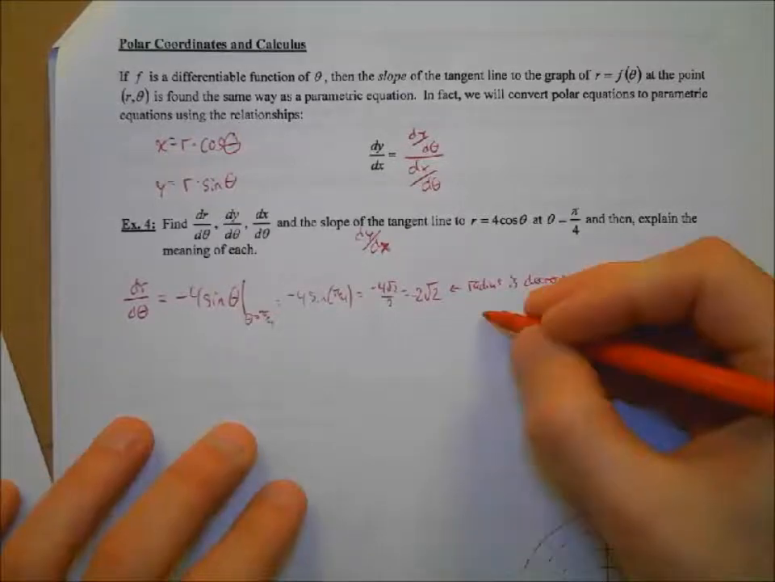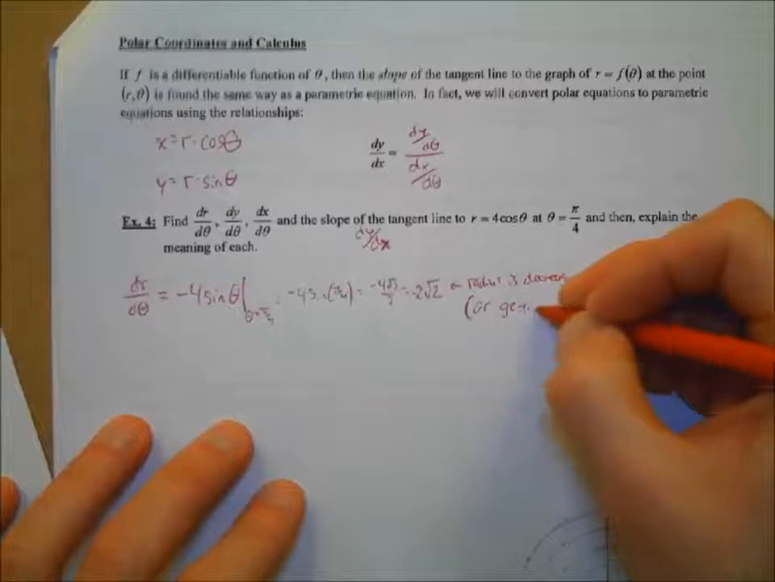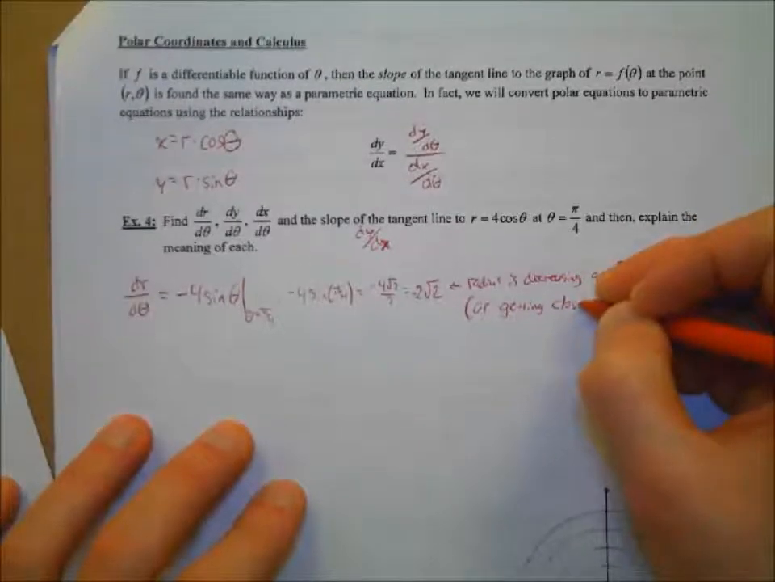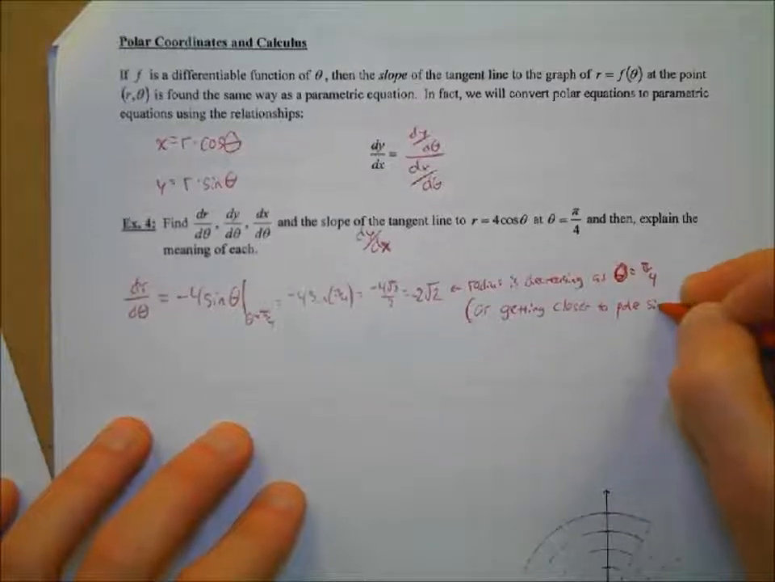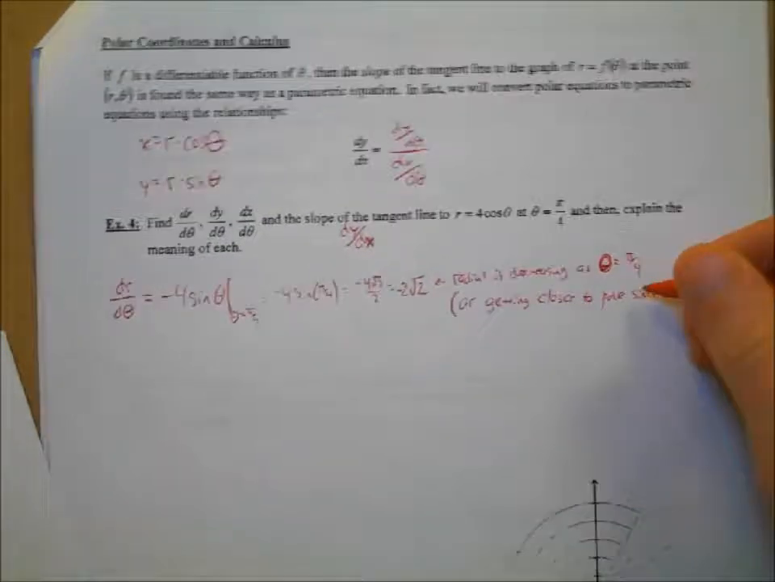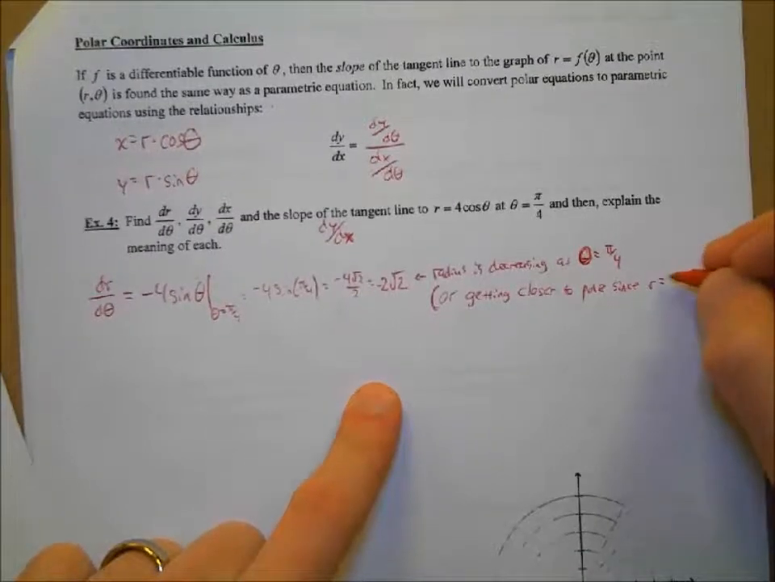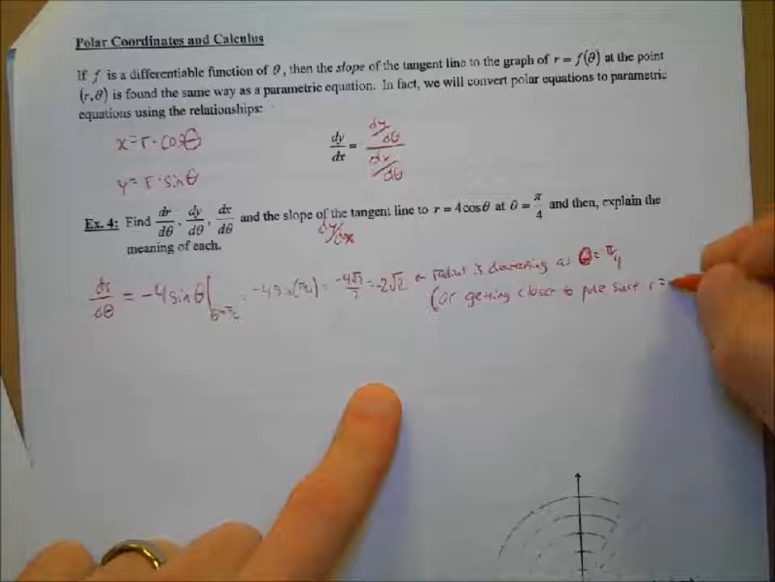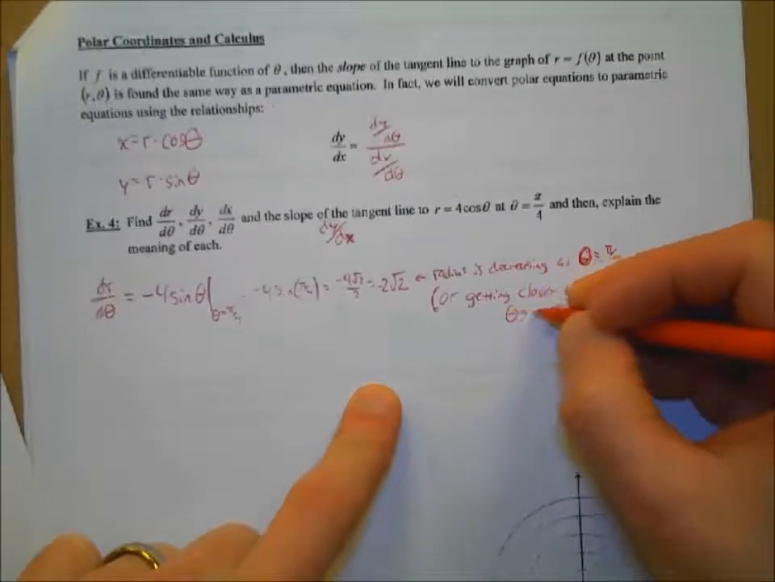Or, in parentheses here, or getting closer to the pole, since r equals positive 2 root 2 when theta equals pi over 4.